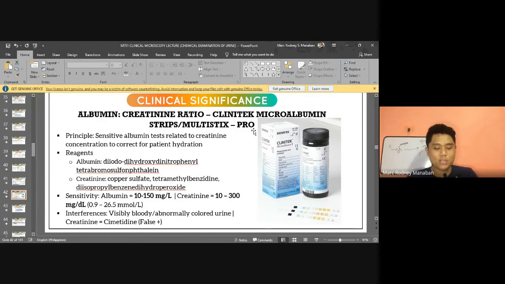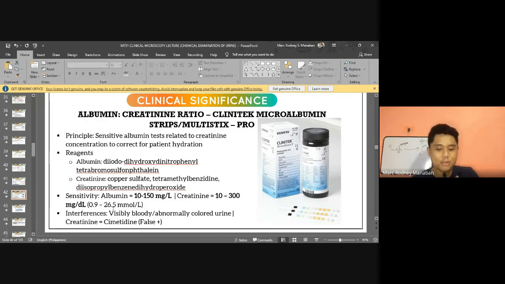Interference is, of course, visibly bloody or abnormally colored urine, because it can mask the color reactions. And for creatinine, it's cimetidine, which can lead to false positive. It's a medication. Now, the principle of your creatinine, dears, is copper sulfate, the pseudoperoxidase activity of the copper creatinine complex.